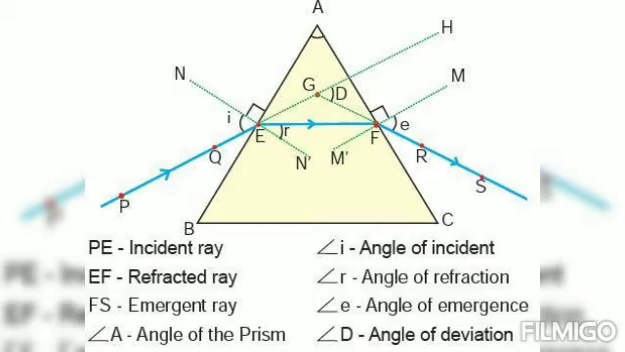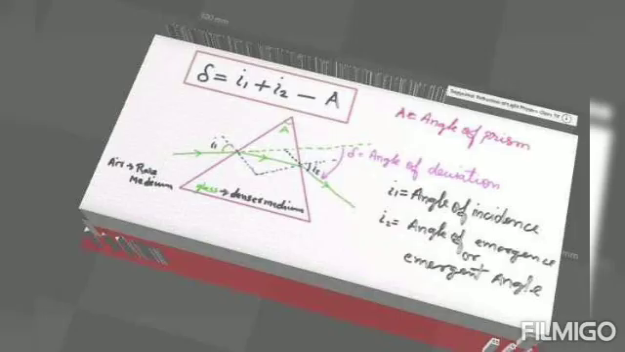And children, N dash and M dash are the normals drawn on the two surfaces. The angle between the incident ray and the normal is angle I, and the angle between the normal and the emergent ray is E, which is the angle of emergence. Now similarly, if you move RS ray backside and PQ ray forward, there is an angle which is called the angle of deviation.